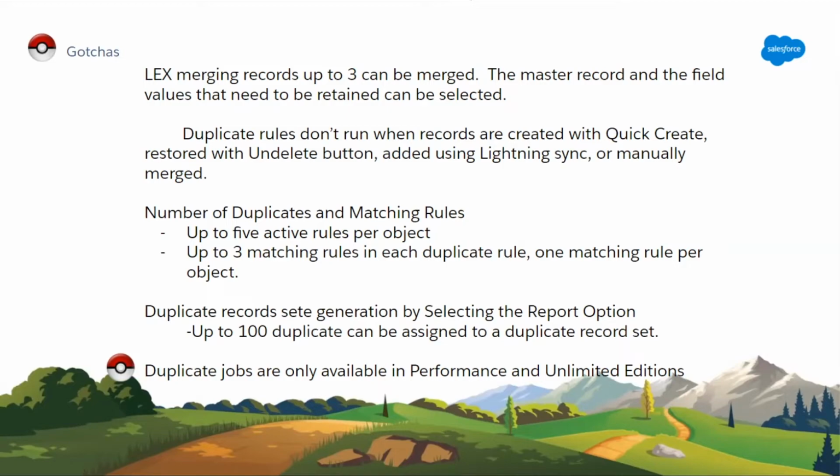Won't run it for these duplicate rules. A number of duplicates and matching rules, you can have up to 5 per object, up to 3 matching rules per duplicate rule, 1 per object, and duplicate record set generation, you can do up to 100 per duplicate record set. Duplicate jobs are only available in Performance and Unlimited editions.